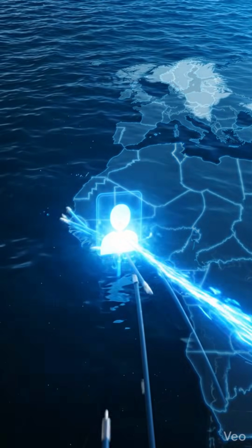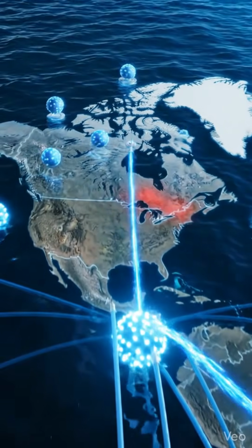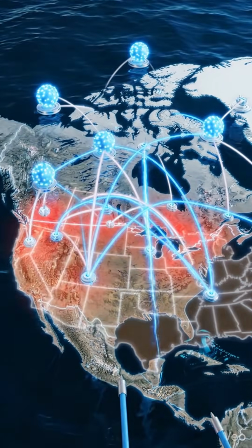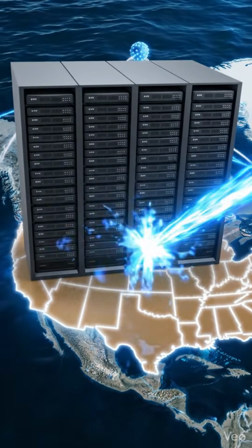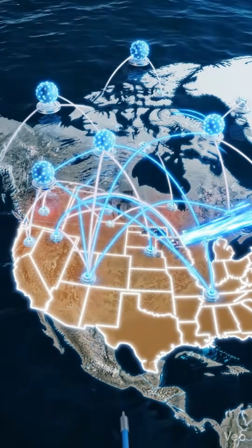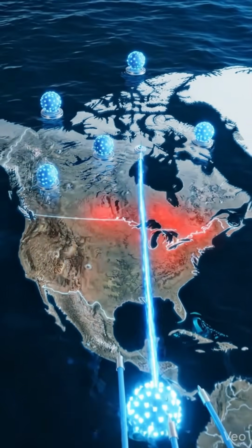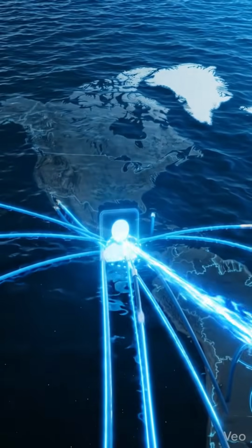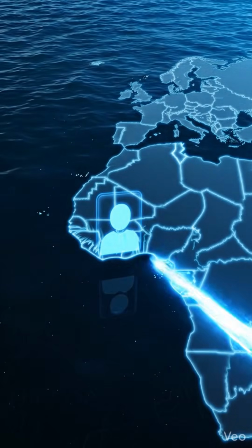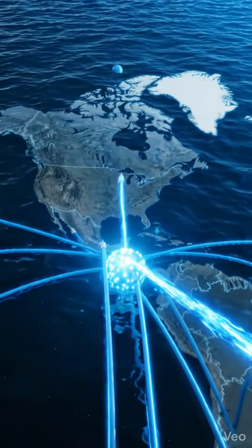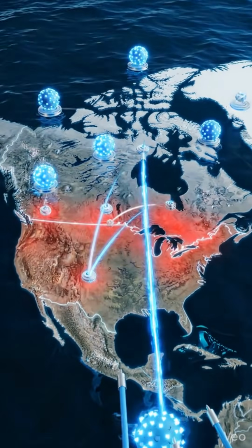Let's say you send a message from Morocco to a server in the United States. That message is split into packets. Each packet travels through multiple routers across different countries and networks. Along the way, each router decides the best next step, and if one path is too slow or unavailable, the packets can take a different route. All of this happens almost instantly.